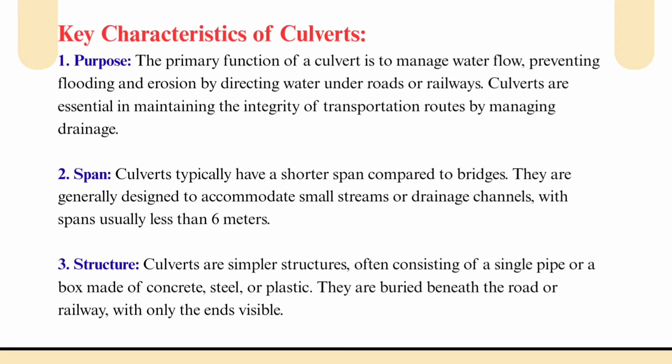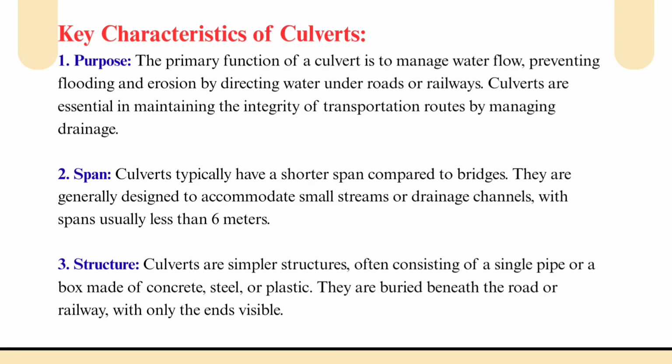The first one is the purpose. The primary function of a culvert is to manage water flow, preventing flooding and erosion by directing water under roads or railways. Culverts are essential in maintaining the integrity of transportation routes by managing drainage.